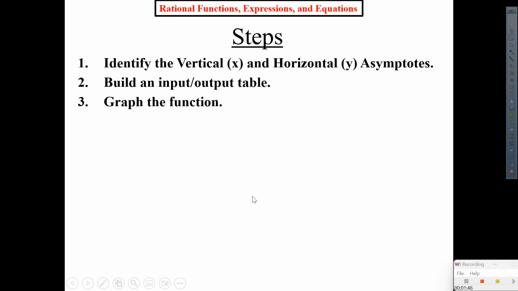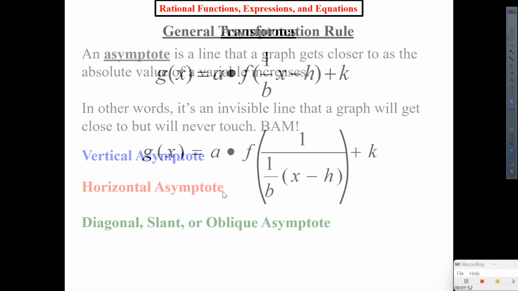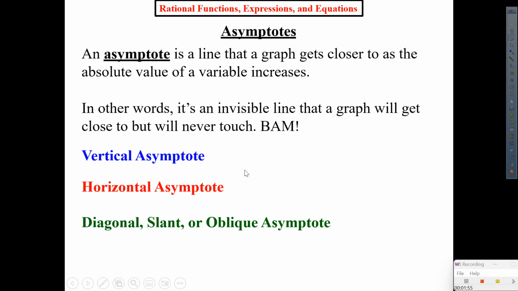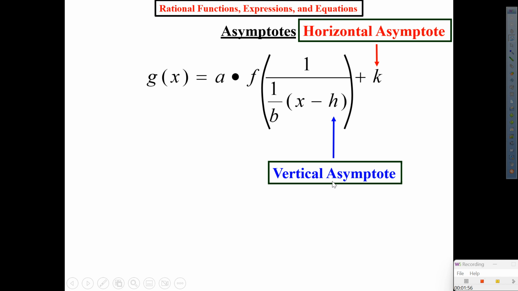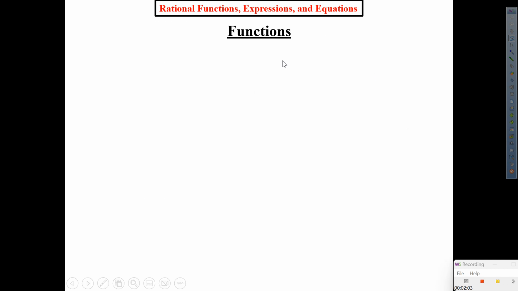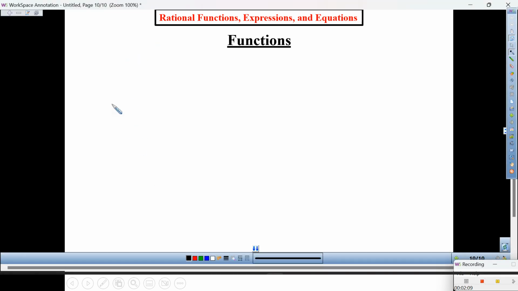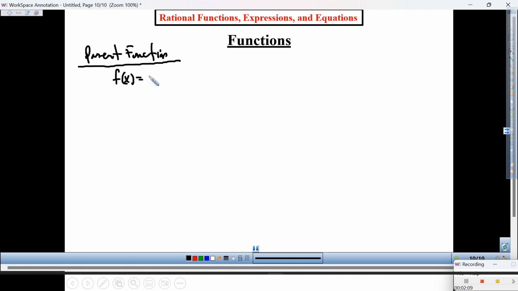Then we followed these steps last night for the home plate. I gave you guys a general rule. We talked about asymptotes, the horizontal and vertical asymptotes. Write this down: functions. I want to revisit parent functions. On the left side, I want you to write parent function. Here goes the first one: f of x equals x.